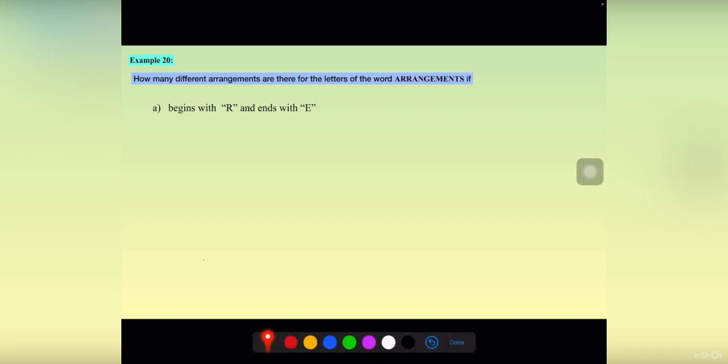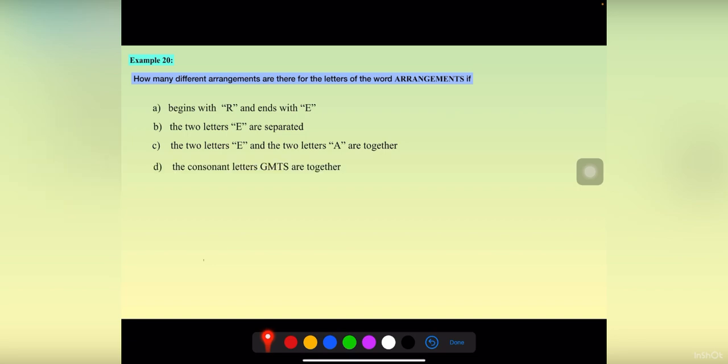Example 20. How many different arrangements are there for the letters of the word ARRANGEMENTS if (A) it begins with R and ends with E? (B) the two letters E are separated. (C) the two letters E and the two letters A are together. (D) the consonant letters G, M, T, S are together. And (E) the two letters N occupy both ends.